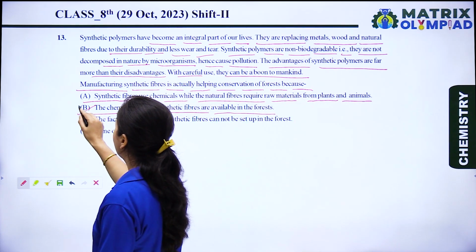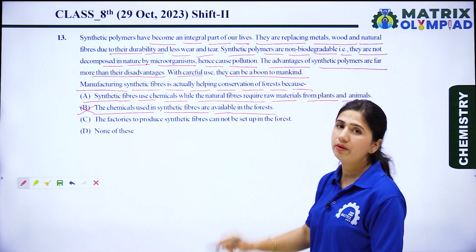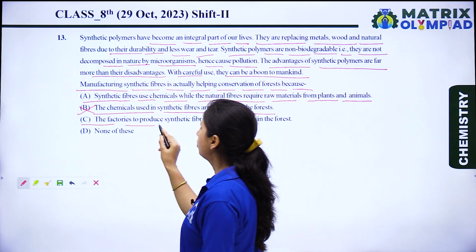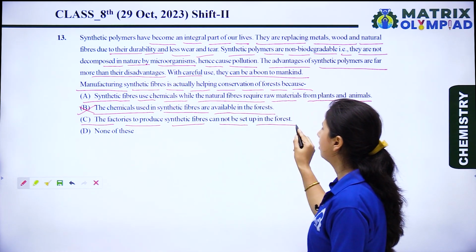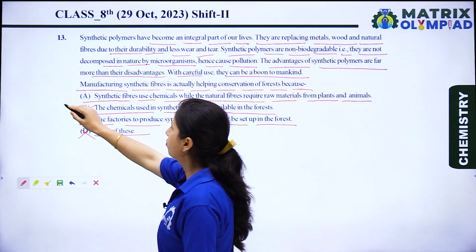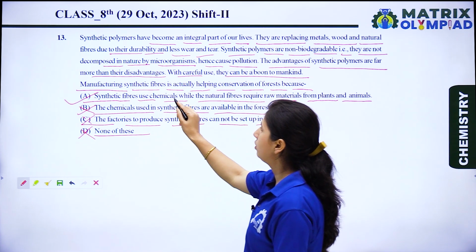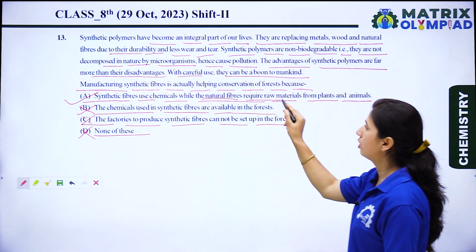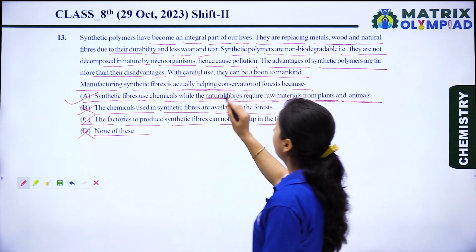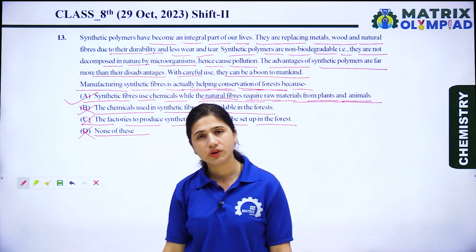No, this is a completely wrong statement because we know that the chemicals used in synthetic fibers are available in the labs, not in the forest. Now let's see the third. The factories to produce synthetic fiber cannot be set up in the forest. This is also a wrong statement, and none of this means option A is the right option for this question, because synthetic fiber uses chemicals while the natural fibers require raw material from plants and animals, and because of this it's helping the conservation of forest. So option A is the right option for this question.